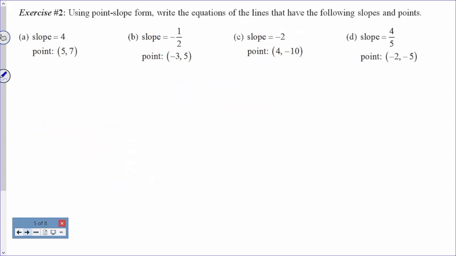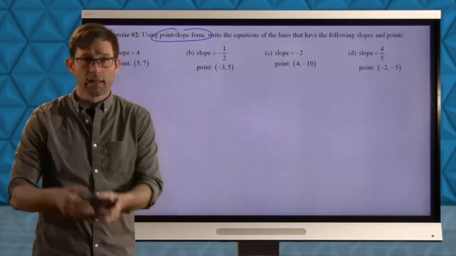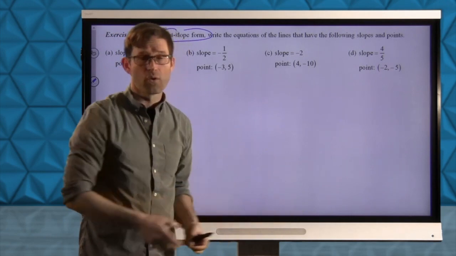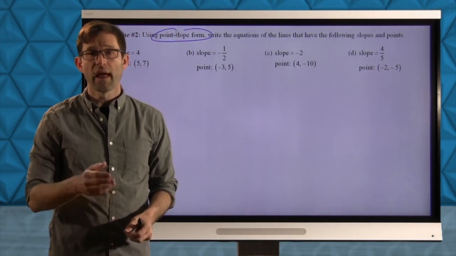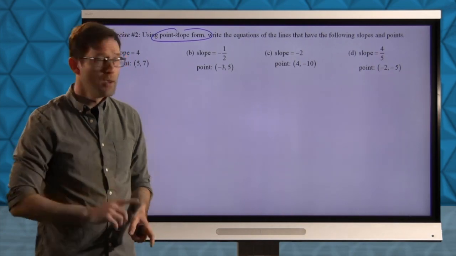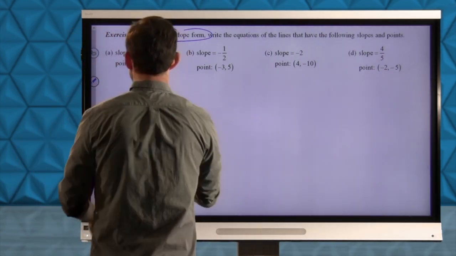All right, using point-slope form, write equations of the lines that have the following slopes and points. Now, this is very mechanical. It's literally like, here's the slope, here's the point, write the equation. All right, so let me do a couple of them with you, and then have you do the last two on your own. So first things first, let's jump into letter A.